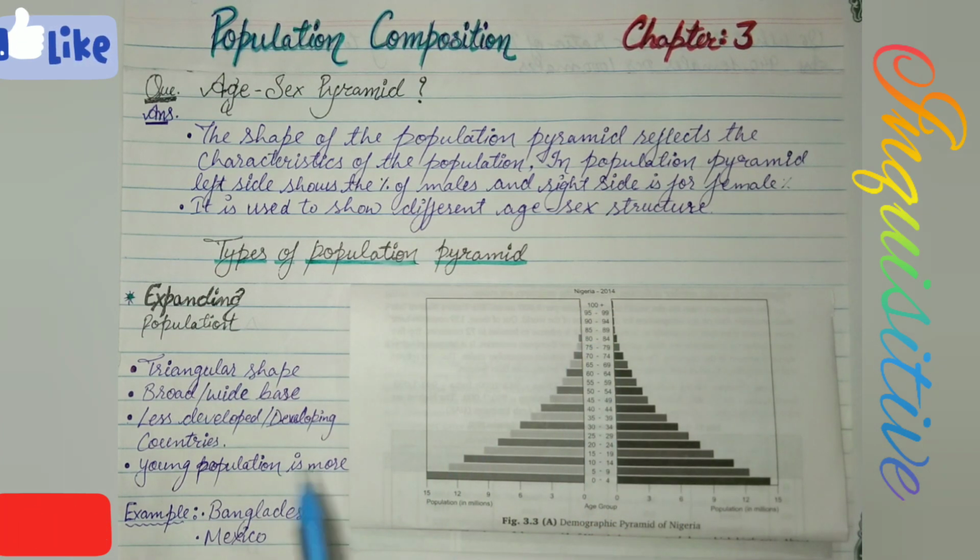If we talk about examples of this expanding population pyramid, the examples are Bangladesh, Mexico, India, Nigeria, etc.